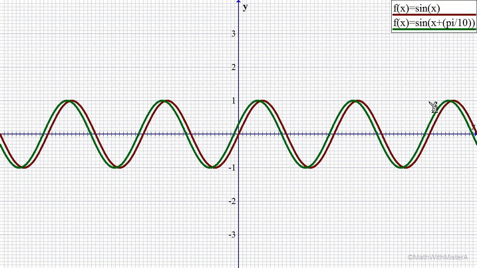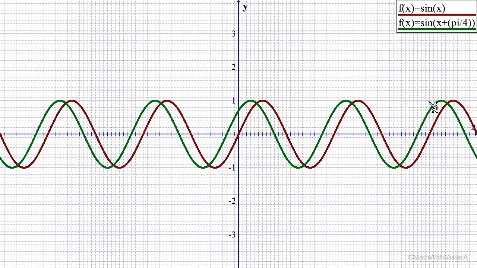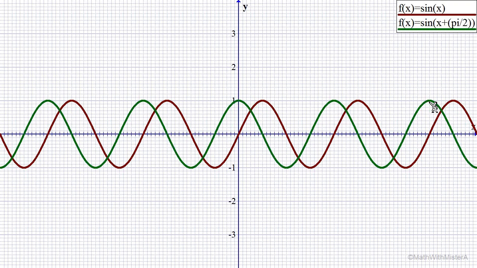Here's pi over 10, adding in pi over 10, so we're just moving to the left a little bit. Pi over 9, so as we're increasing our value of C, we can see that we're moving this graph further and further to the left. So absolutely, when we see a constant added to the variable, we know that it is producing a shift. A constant added will shift to the left, a constant subtracted will shift to the right. But as always with these trig functions, there are going to be a few possible transformations that lead to the transformed graph that we see.